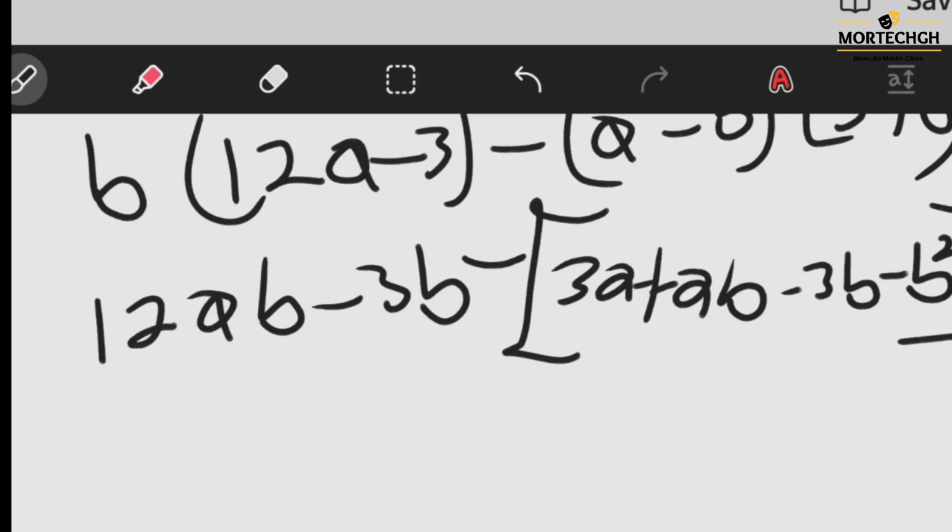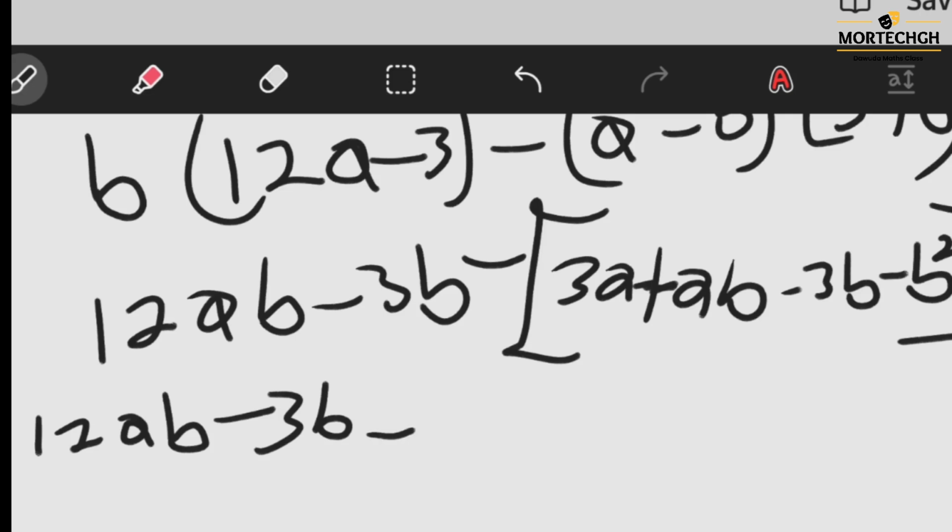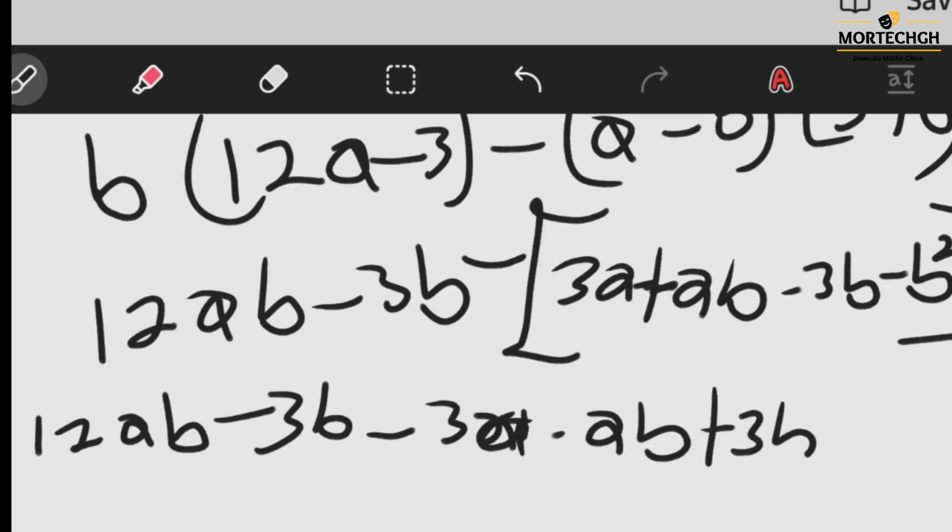Let's simplify further. We have our 12ab minus 3b. So let's expand the curly braces. We have the negative outside, so let's multiply it by what we have in the curly bracket. We have negative times 3a, which will give you negative 3a. Then we have negative times ab, which will give you negative ab. Then we have negative times negative 3b, which will give you plus 3b. Negative times minus b squared, which will give you plus b squared.